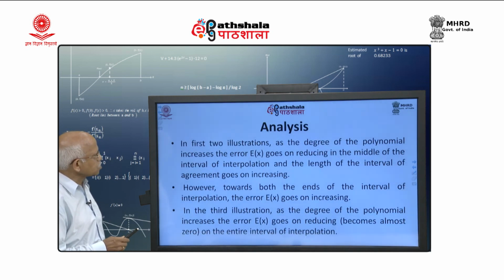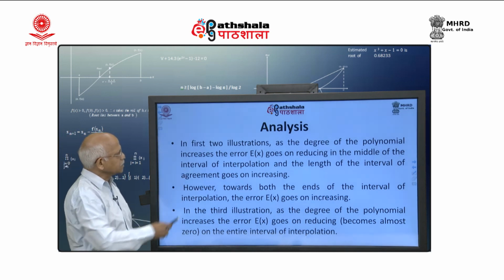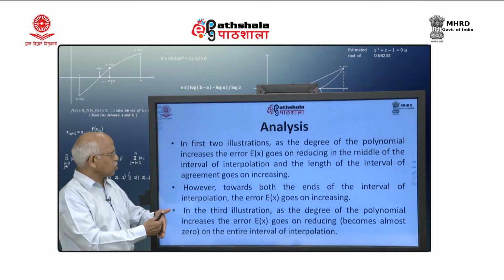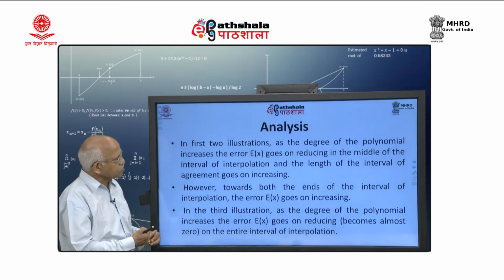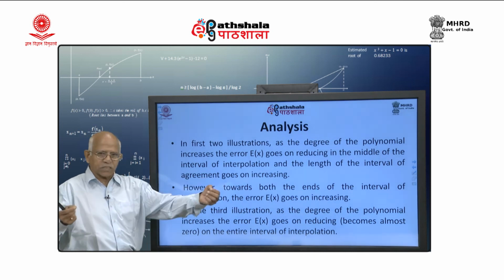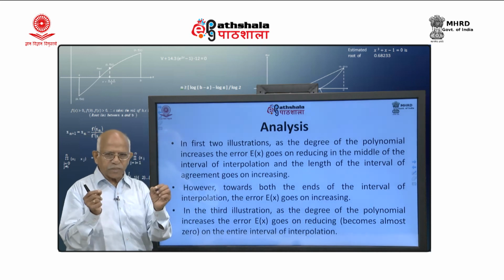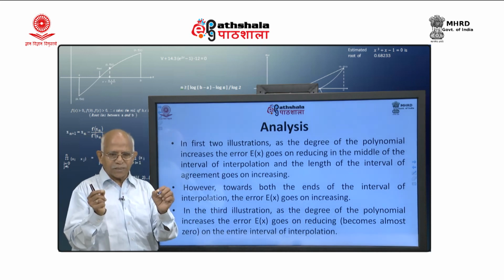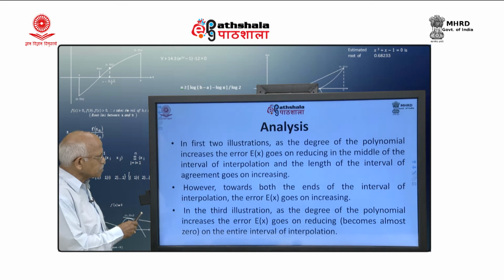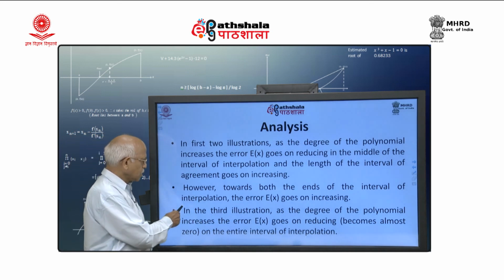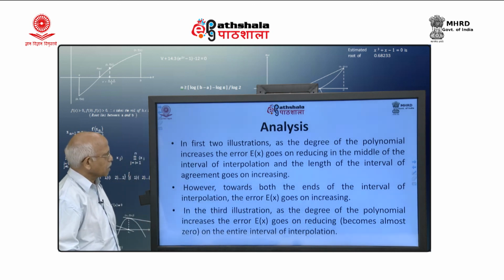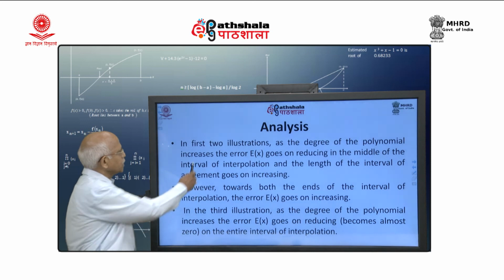In the first two illustrations, as the degree of the polynomial increases, the error E x goes on reducing in the middle of the interval of interpolation, and the length of the interval of agreement goes on increasing. So, the interval in which the agreement is there goes on increasing, but towards the end there is always a problem. Towards both the ends of the interval of interpolation, the error E x goes on increasing, and this is what is happening in the first two illustrations.